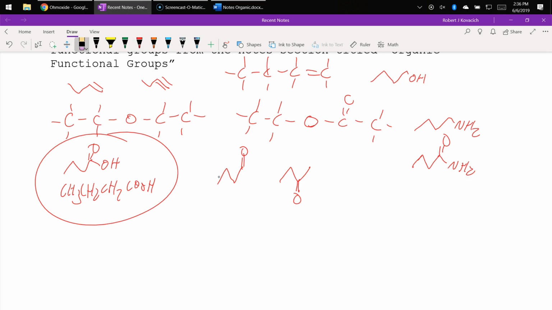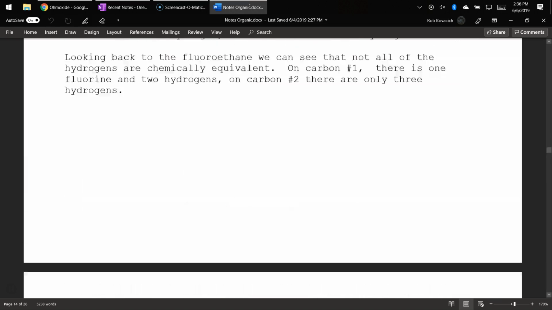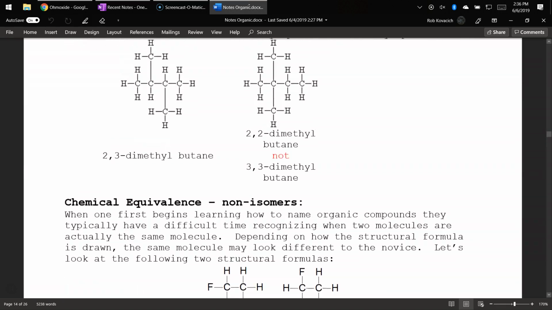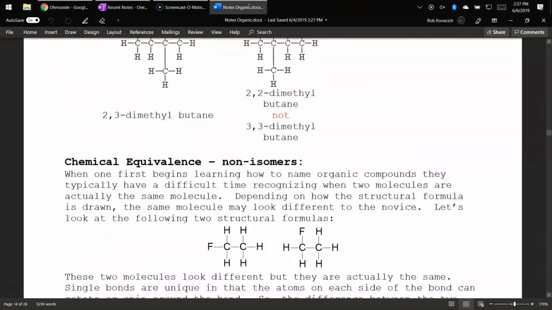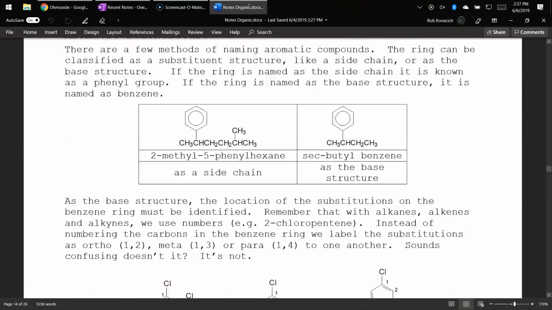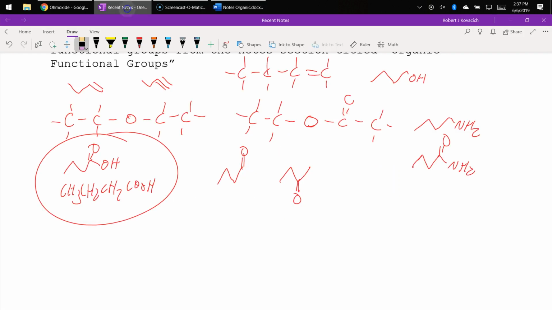Am I missing anything? Let's take a peek. Heterocyclic ring structure and a phenol. I think I'm past it. All right, whatever. Guess not.